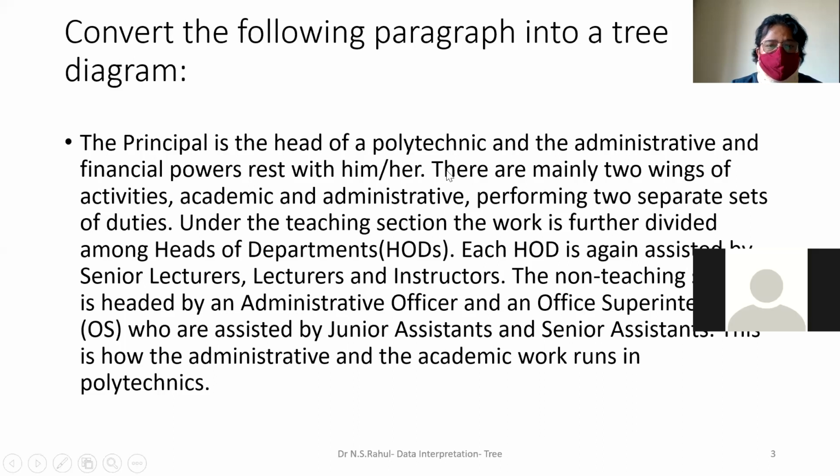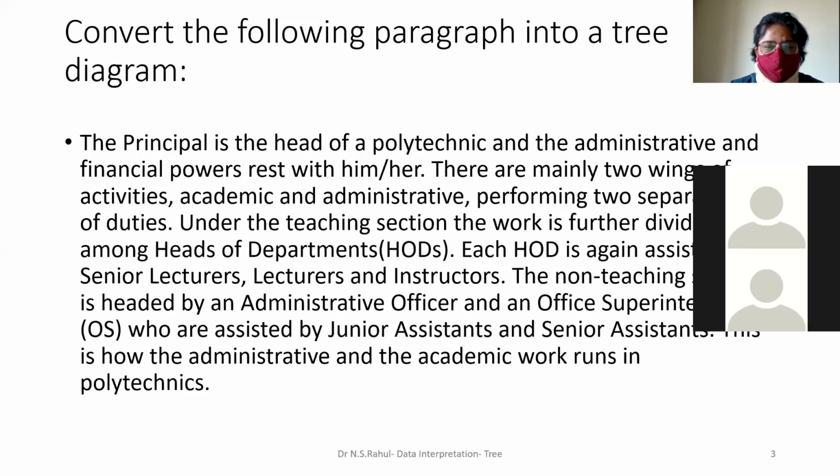Paragraph to tree. Paragraph to start, sir. Paragraph to tree, you want to, okay. Then go through the paragraph quickly and draw the tree diagram for this. If you have completed drawing the tree diagram, show it to the camera and mention your name.